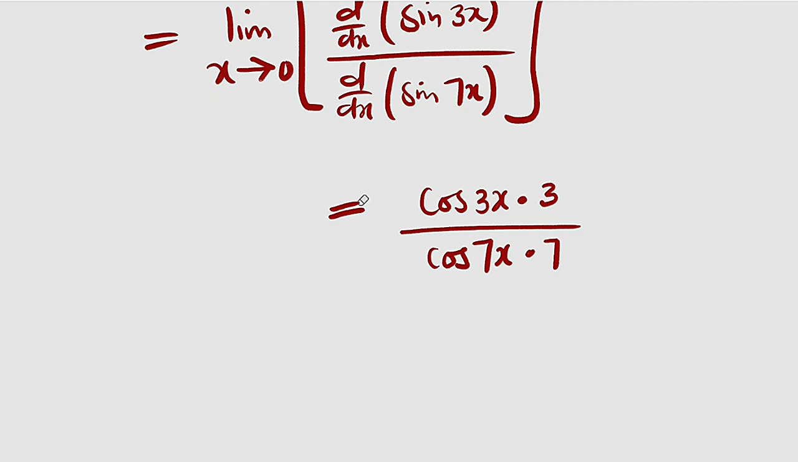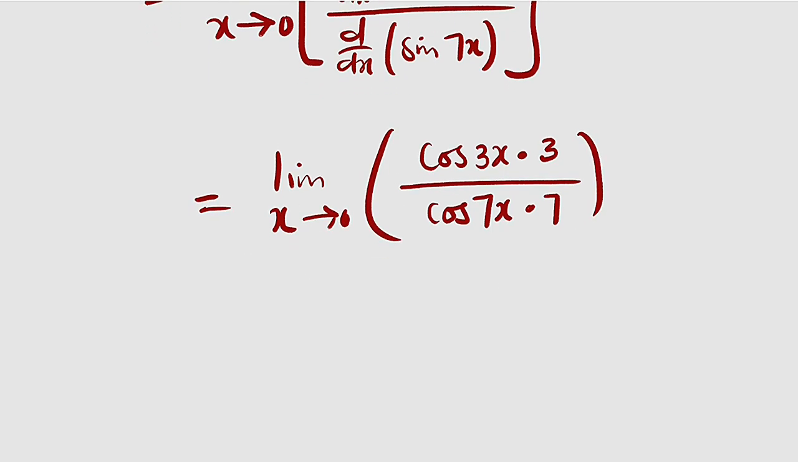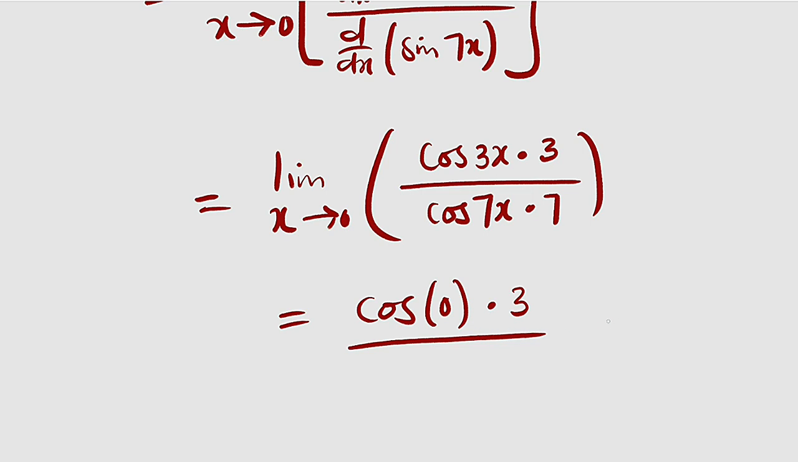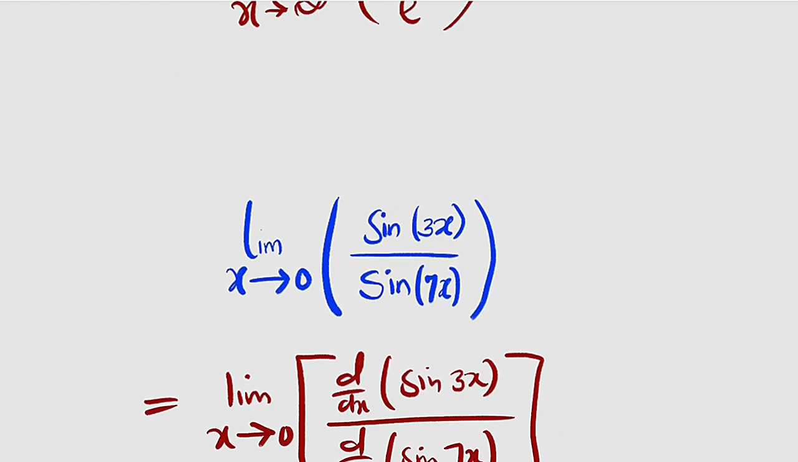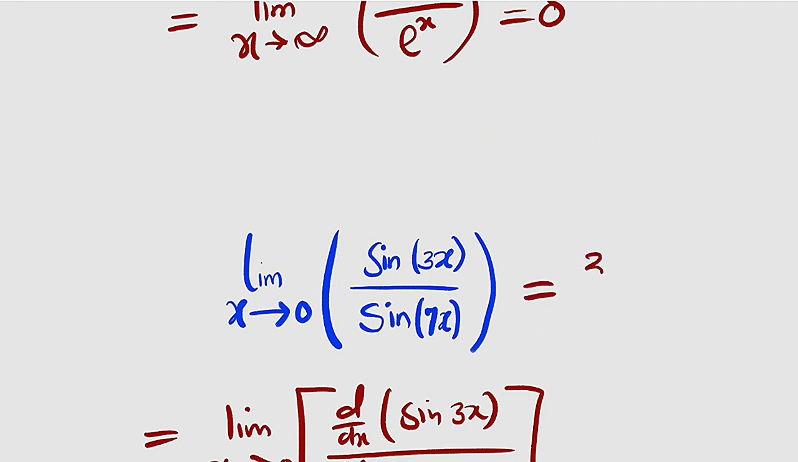So we are going to apply our limit to this new function. So we have the limit as x approaches 0 of this function. Now we are free to substitute x equal to 0. So this is the same thing as cosine of 3 times 0, which is 0, so we have cosine of 0 multiplied by 3, divided by cosine of 7 times 0, which is still 0, multiplied by 7. Remember that cosine of 0 is equal to 1, so this will give us 3 divided by 7, which implies that this limit will tend to 3 divided by 7.